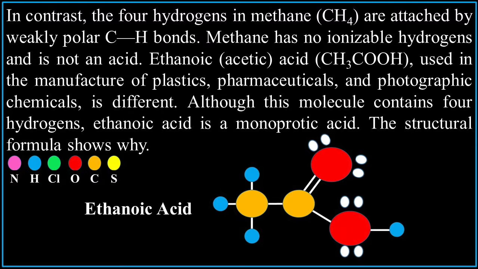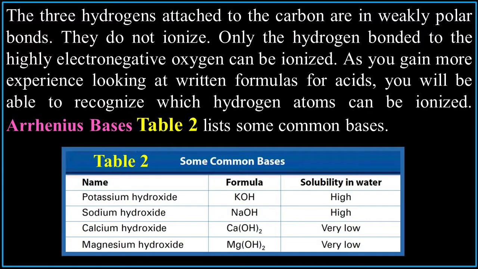Ethanoic acid, CH3COOH, used in the manufacture of plastics, pharmaceuticals, and photographic chemicals, is different. Although this molecule contains four hydrogens, ethanoic acid is a monoprotic acid. The structural formula shows you why. The three hydrogens attached to the carbon are in weakly polar bonds. They do not ionize. Only the hydrogen bonded to the highly electronegative oxygen can be ionized.